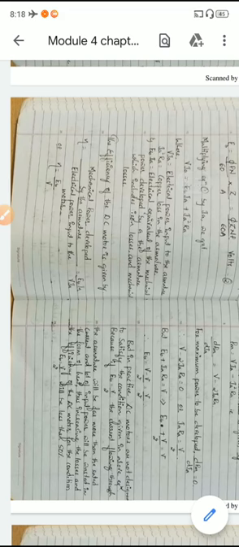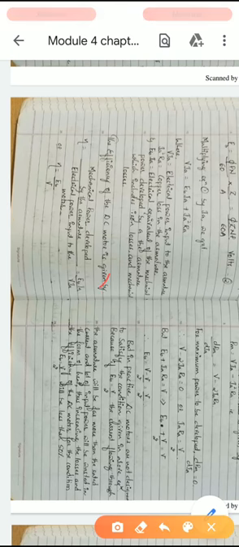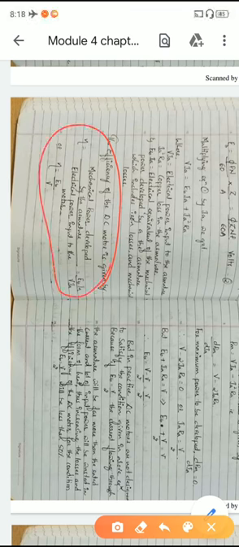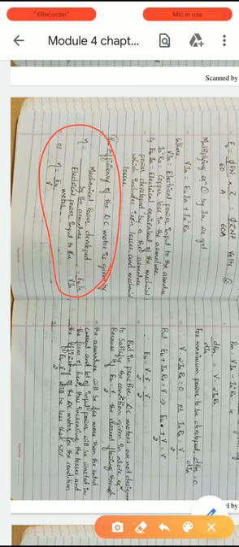Now efficiency, right? Efficiency can be derived from this equation: mechanical power developed by the armature divided by electrical power input to the armature. Usually efficiency is output divided by input. Here output is what? Mechanical power developed. Input is what? Electrical power input given. That is EB IA divided by V into IA, or it is EB divided by V.